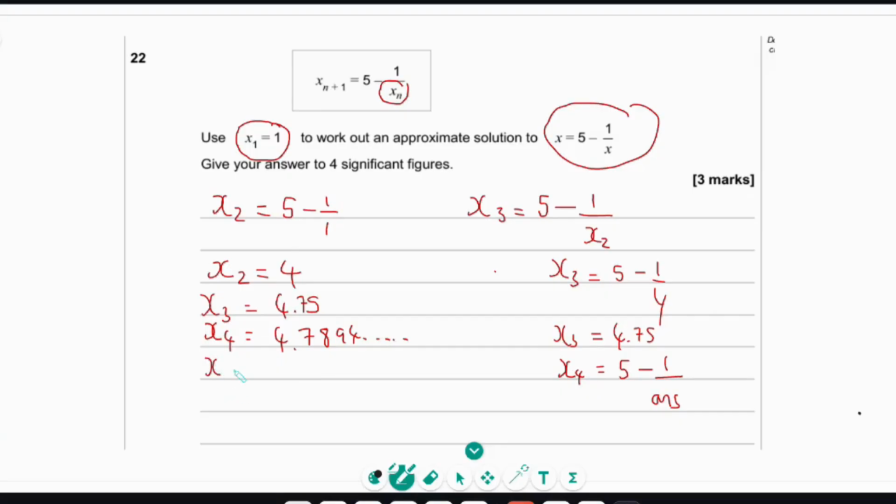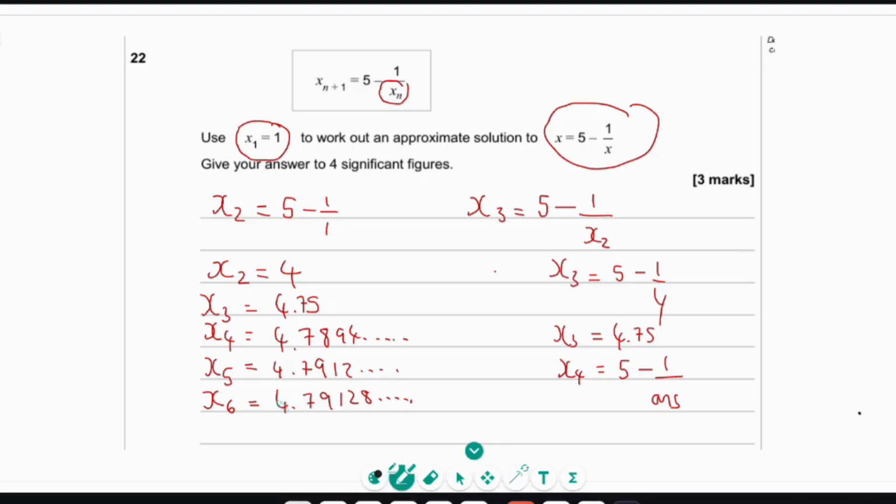It wants the answer to 4 significant figures. So let me show you with the next one. X5 is equal to 5 minus 1 over answer, which is 4.7912. So my 4 significant figures, 1, 2, 3, 4, still not the same. Let's carry on to x6. 5 minus 1 over answer, 4.79128.